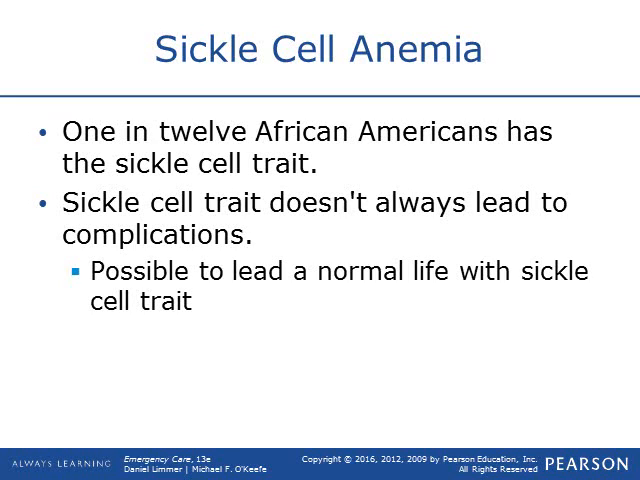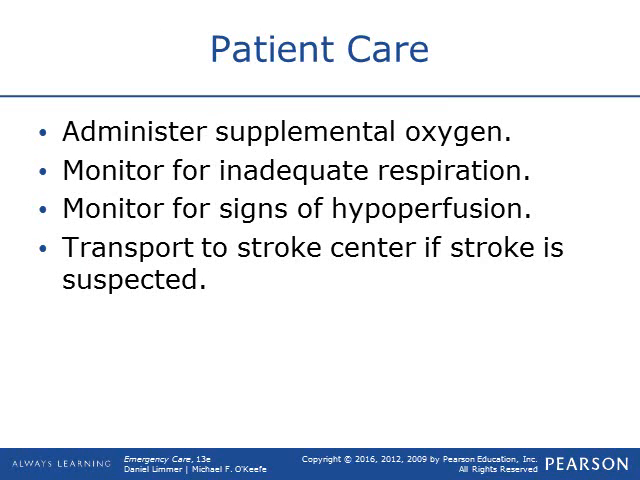One in 12 African Americans does carry the sickle cell trait, but it doesn't always lead to complications. They are able to lead a normal life if they have a sickle cell trait. They may not have any complications whatsoever. For treatment, it's basically supportive care: give them oxygen, do good thorough assessments, checking for hypoperfusion, and see if there's any clotting anywhere causing strokes, any kind of perfusion issue, whether it's to the brain, heart, or lungs. And if they are having such instances, transport them to the appropriate facility.